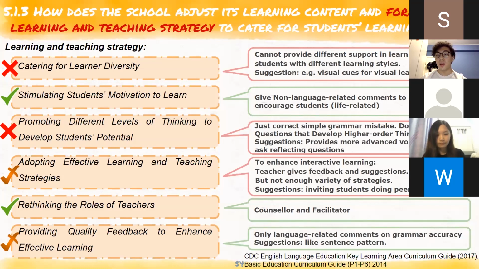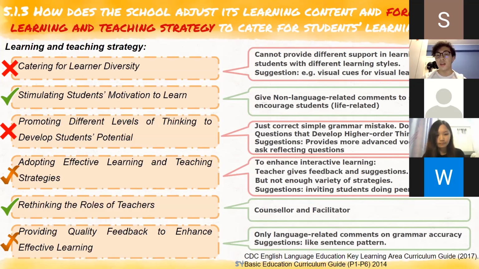The school stimulates the students' motivation by giving non-language related comments to encourage students. Also, the teachers have performed the role of a consultant or facilitator. There are some places that need to be improved. First, they can better cater for learning diversity and provide different support in learning tasks for different learning styles. Also, free writing cannot promote different levels of thinking to develop students' potential. Throughout the process, teachers just correct simple grammar mistakes. Teachers can provide more enhanced vocabulary or use questions to lead high-order students to think out of the box in their writing.